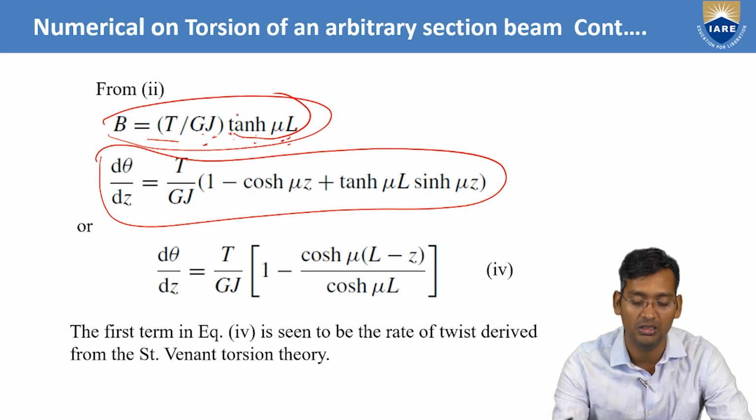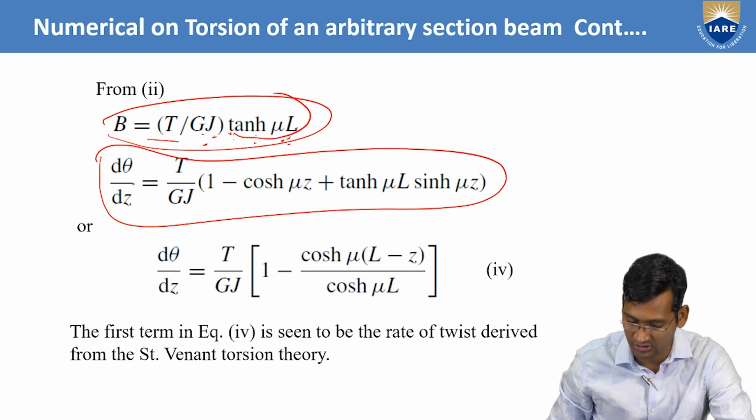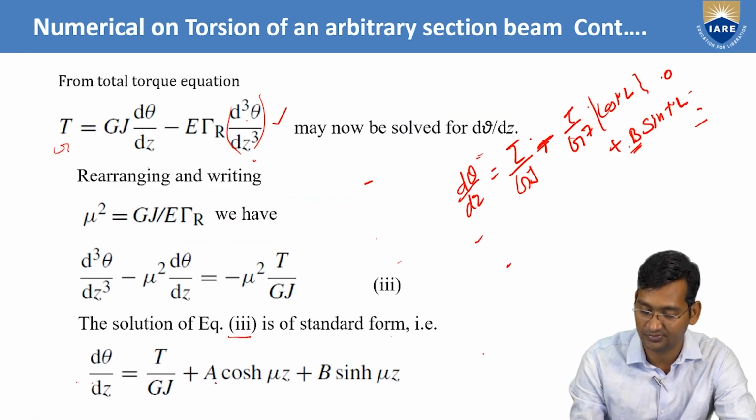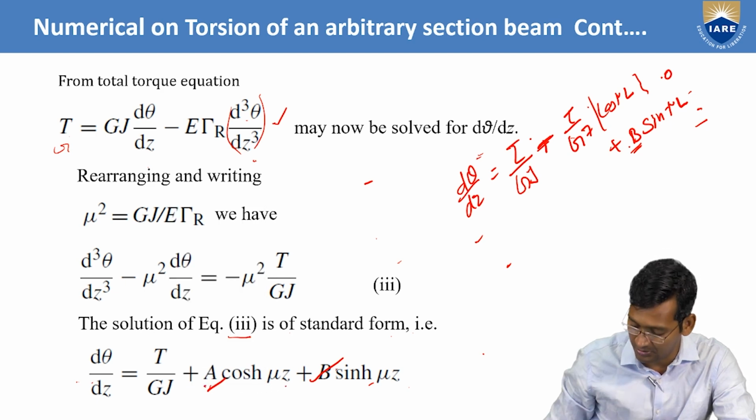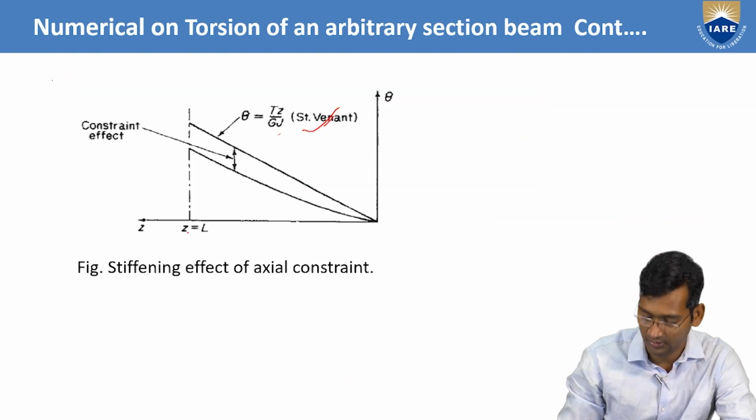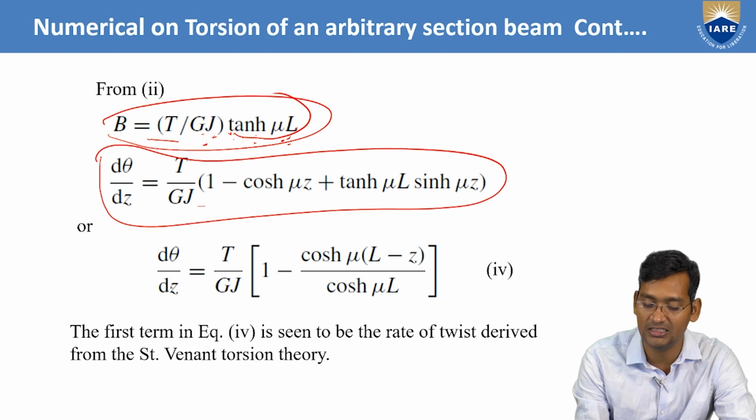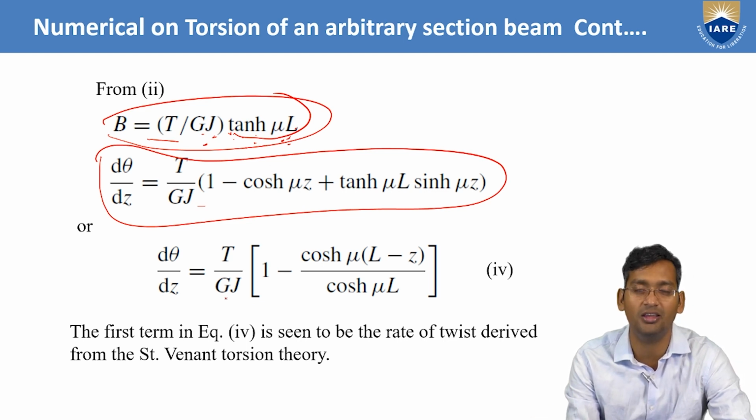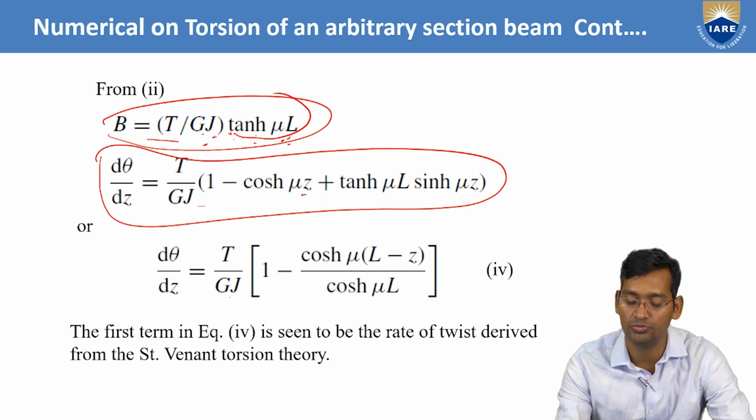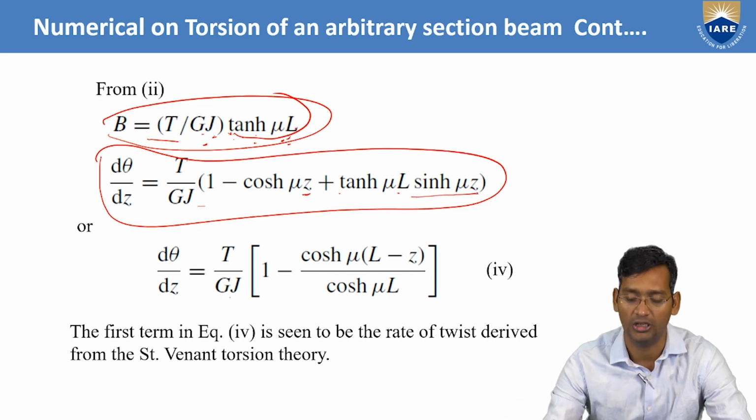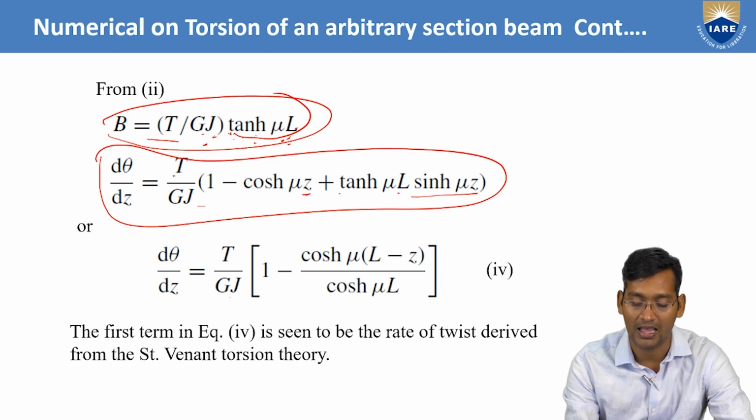Now we have A and B, just substitute the value. So dθ/dz, where will you substitute? Here, right, A we found, B we just found. So now put here. So dθ/dz will be T by GJ, A is minus T by GJ, A cosh μZ, and B we just found here. So after substituting, we will get dθ/dz equals, taking T by GJ common, 1 minus cosh μZ plus tanh μL sinh μZ.